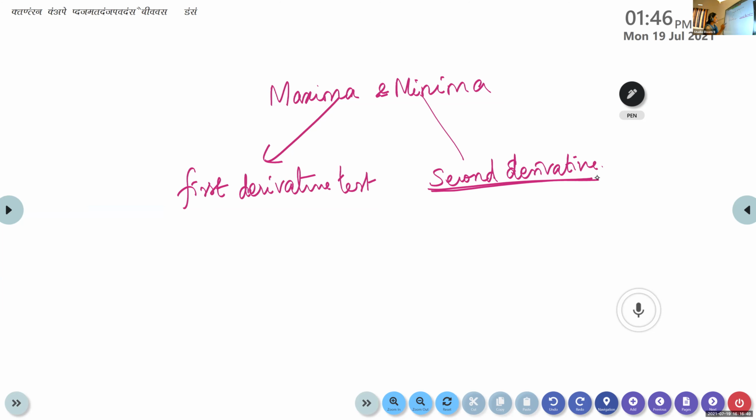In first derivative, we will only learn the definition. But throughout this year, in 12th standard, we will be solving all the problems based on second derivative. There are two tests to check whether the function is increasing or decreasing. So how to find it?